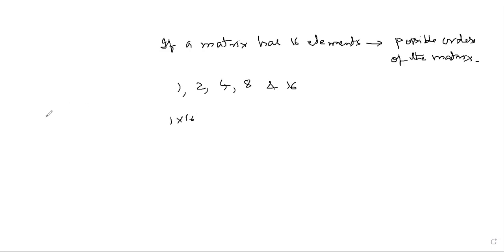So possible orders of a matrix. We can write 1 by 16, or, sir, 1 by 16 can be a possible matrix. 16 into 1, yes, it is possible. One row, 16 columns like this.